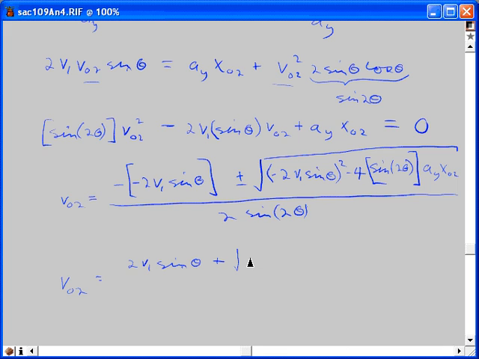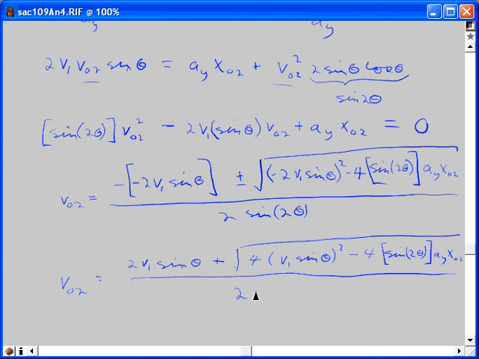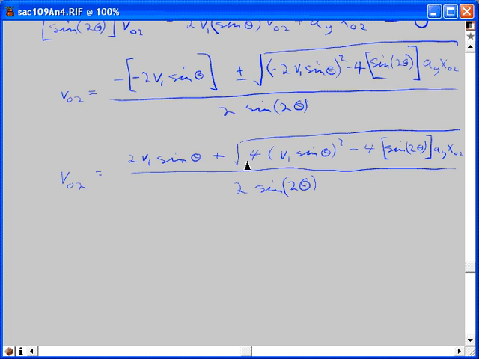But let's go ahead and square that. That'll be a 4 times V1 sine of theta, all squared, and then minus 4 times the sine of 2 theta times AY XO2, initial position of particle number 2 along the x-axis, all divided by 2 times the sine of 2 theta. I think what I'm going to do without writing down an additional step is to factor out the 4. Maybe I better make it another step. Factor out that 4 from both these terms, and then I get 4 times something, and I'm taking the square root of it, so I can take that outside and write it as a 2 times the something.